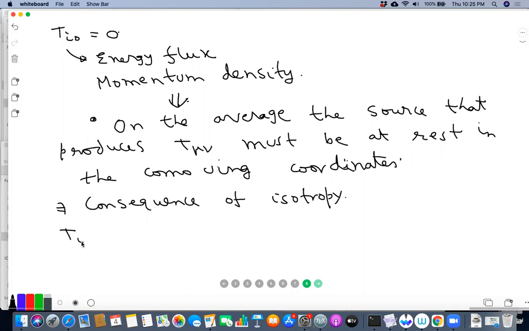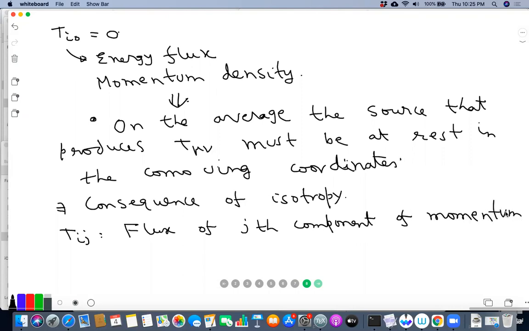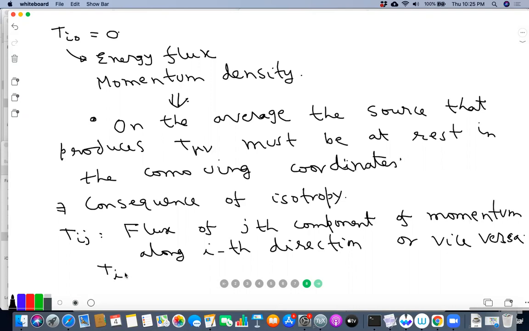Now, T^ij can be thought of as the flux of the jth component of momentum along the ith direction, or vice versa. And so given this, we now want to understand the meaning of T^ij being proportional to g^ij.